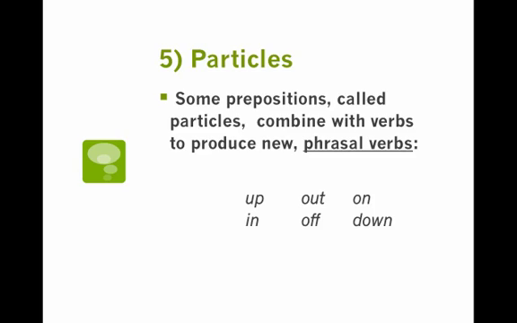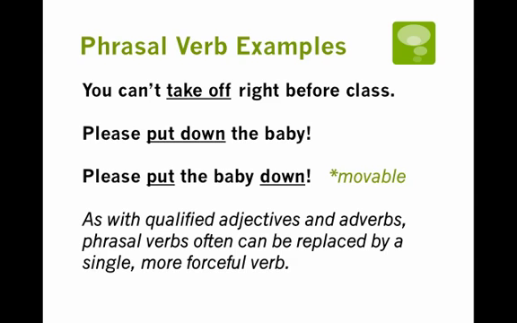Particles can be combined with verbs to produce what we call phrasal verbs. So if phrasal prepositions have more than one word, what would you expect a phrasal verb to look like? Here's some examples. You can't take off. You can't give up. Some of these phrasal verbs are movable. Please put down the baby. I could also say, please put the baby down. Depends where I want to put the emphasis.